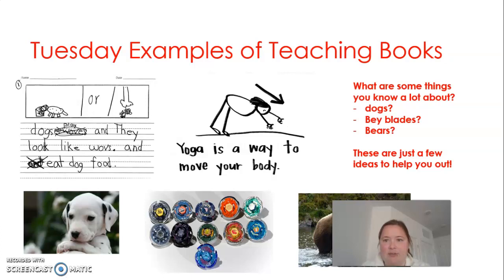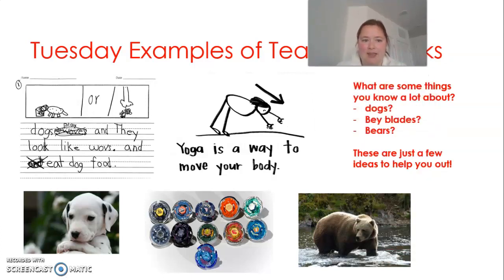The way we can do that is we can think of things that we know a lot about. I want you to think, what are some things you know a lot about? Do you know a lot about dogs? Do you know a lot about Beyblades? Do you know a lot about bears? These are just a few ideas to help you out on thinking about something you know a lot about. I cannot wait to see all the great things you think about.